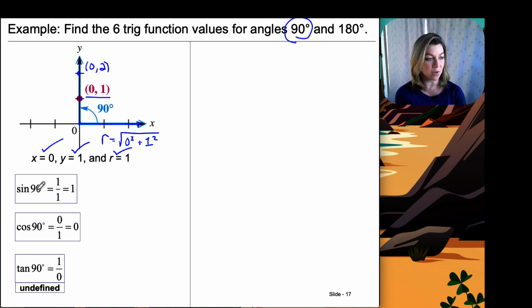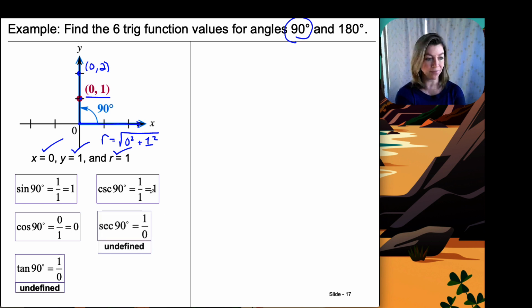Okay, let's go with the reciprocal function of sine, which is cosecant of 90 degrees, which is r over y, so 1 over 1, which reduces to 1. Secant of 90 degrees is r over x, so 1 over 0, which is undefined. And the sixth one, cotangent of 90 degrees is x over y, so 0 over 1, which is 0.